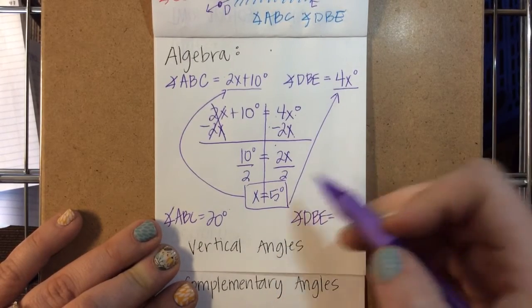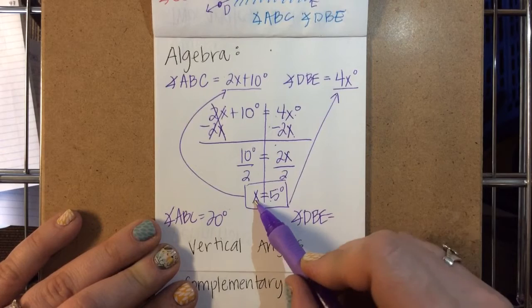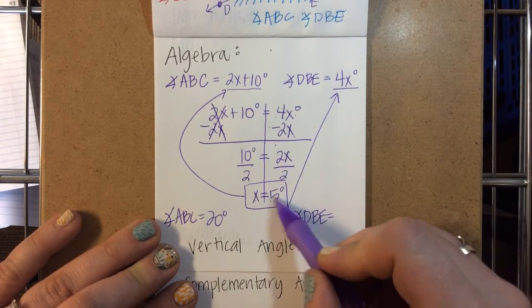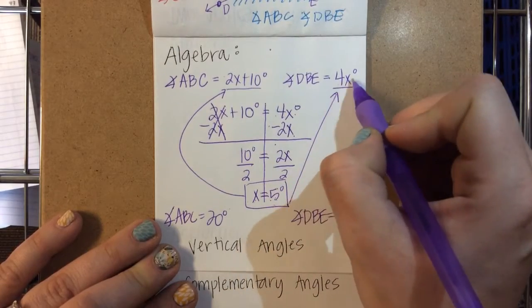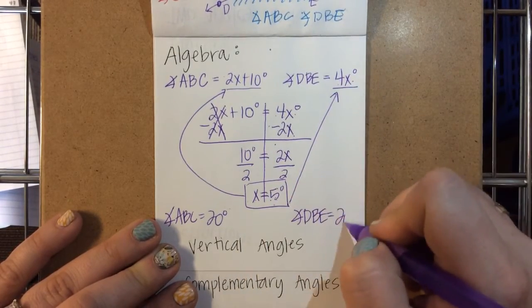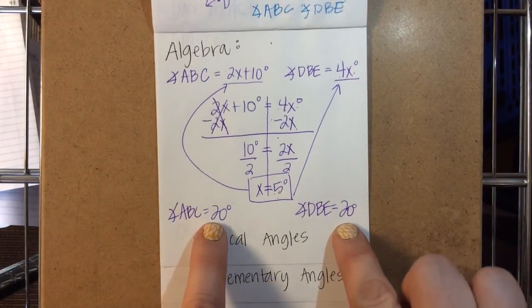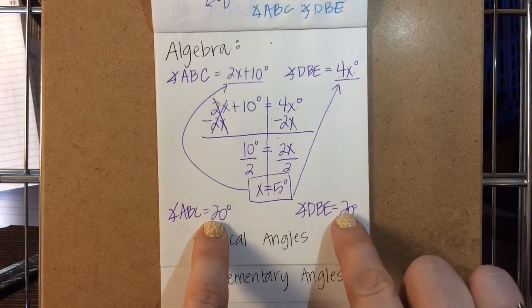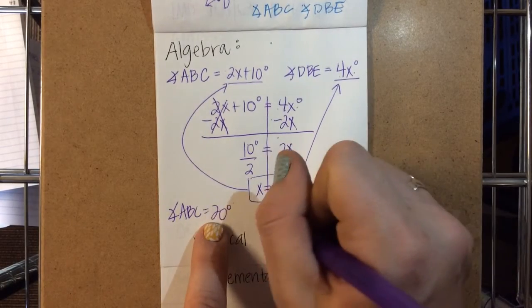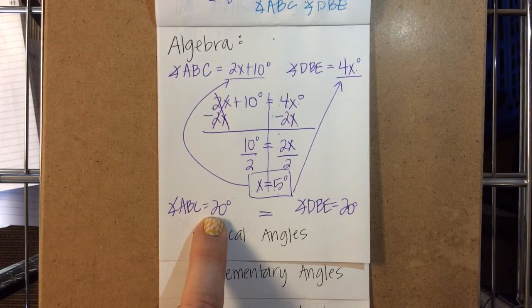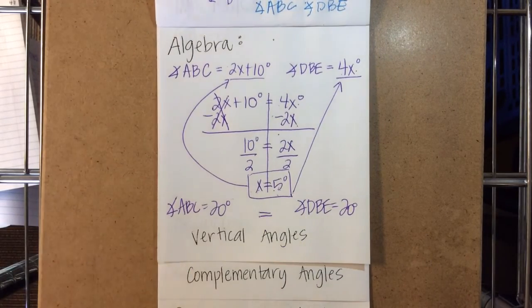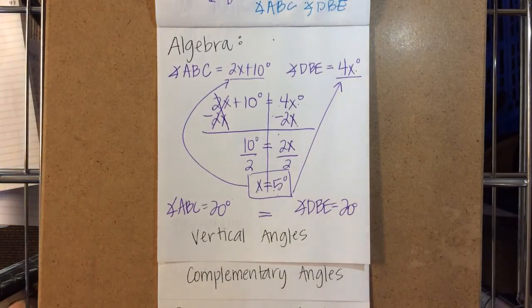For angle DBE, instead of the variable x, I'm going to substitute the value of 5. 4 times 5 is... should these two things be equal? Yeah. Why? Because they're vertical angles. Vertical angles are equal. If you have a problem where it says find the missing value and they're vertical angles, you just set them equal to each other.